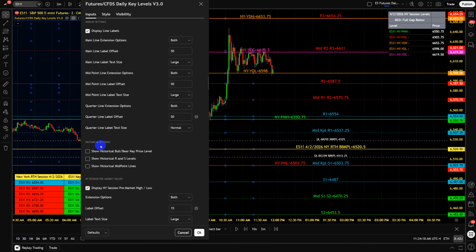Historical settings, we'll get back to this later. So you have a show historical bull bear key price level, show historical RNS levels, and show historical midpoint lines.